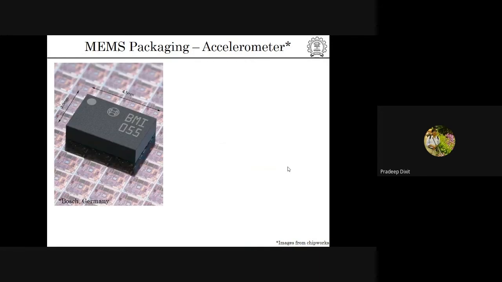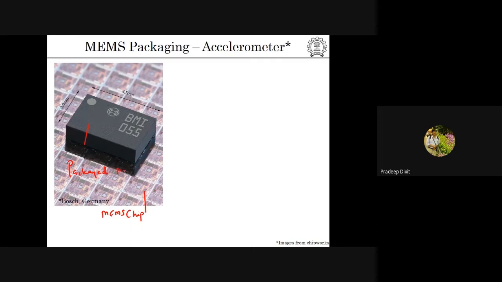Now let me give one more example, of the accelerometer, because this is one of the very popular devices. This picture I have taken from Bosch. Bosch in Germany is one of the biggest companies working in the field of MEMS. If you look at the background, you can see the individual MEMS chips which are fabricated on a wafer, maybe a thousand of them. And what you are looking at in the front is nothing but a packaged version.